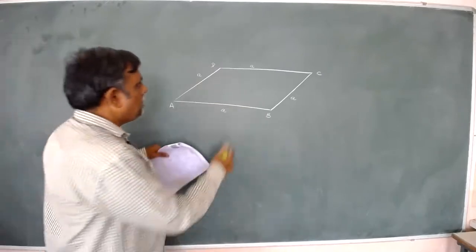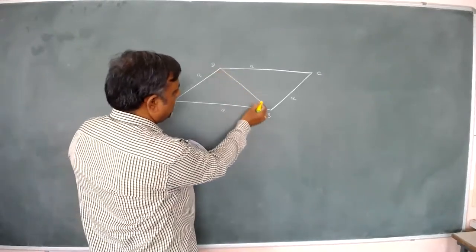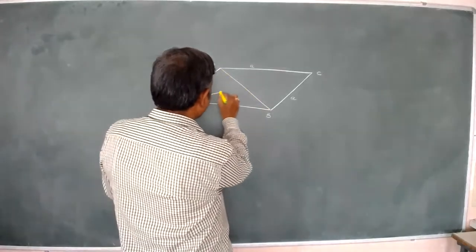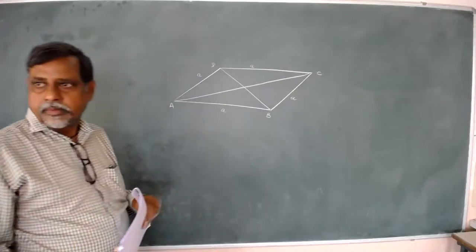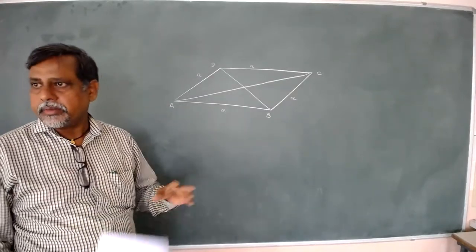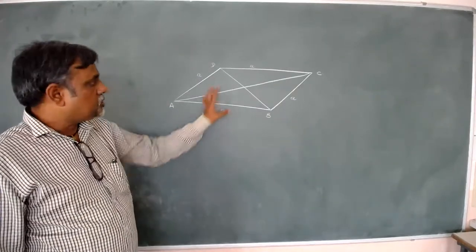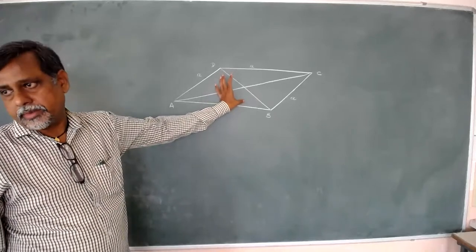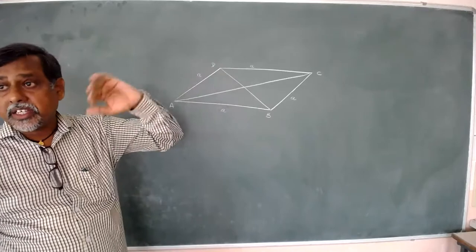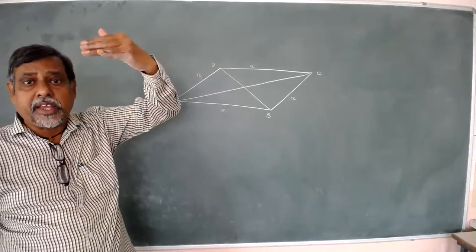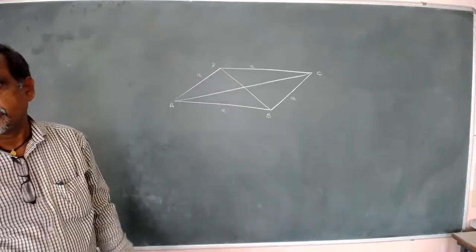Right? Now, look at this. This is one diagonal, this is one more diagonal. When the side length is A, the length of the diagonal will be root 2 A. Now, at a distance A by root 2, symmetrically the point P has been taken.